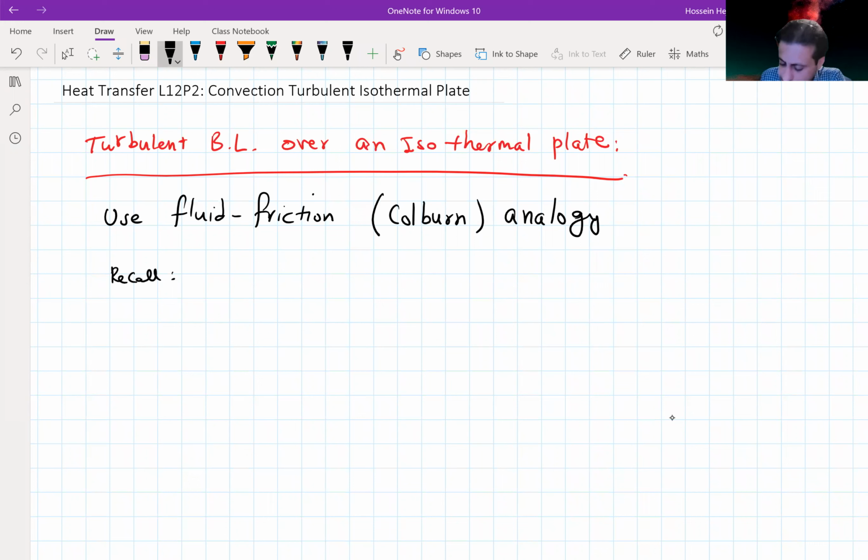Recall that for the Colburn analogy, what we had was a number called the Stanton number, local Stanton number, times Prandtl to the power of 2/3, equals Cfx divided by 2. Cfx is the friction factor. And the beauty of using this analogy is that it allows us to use a lot of experimental data available for friction factor. So we have a lot of data for this friction factor for different systems, and we can use them to evaluate the Stanton number, and from there we can get the local heat transfer coefficient.